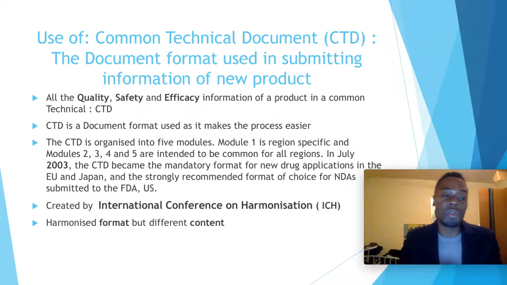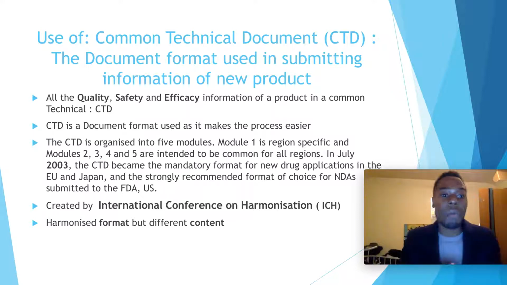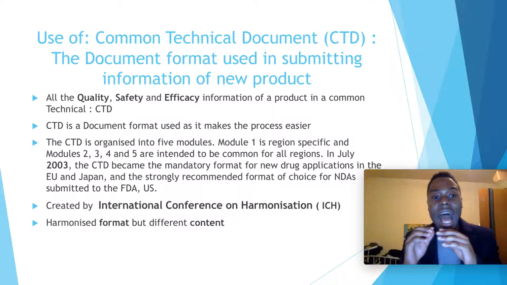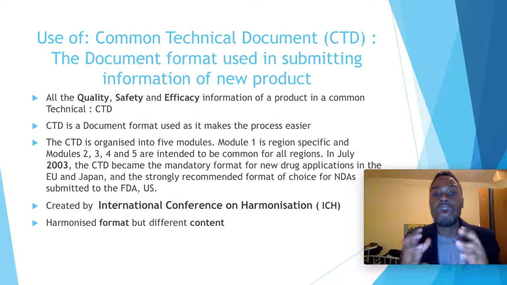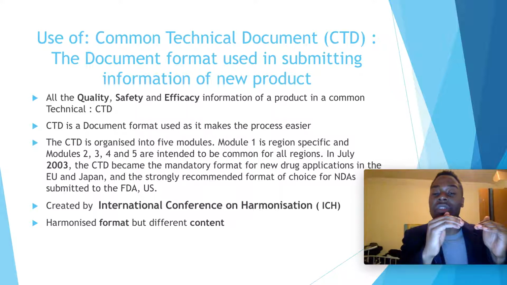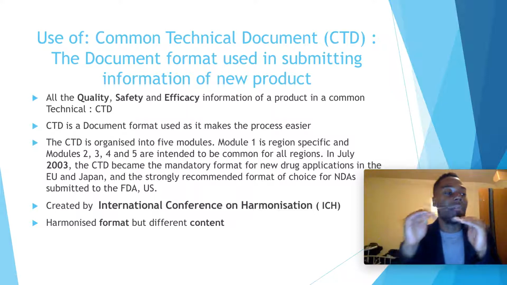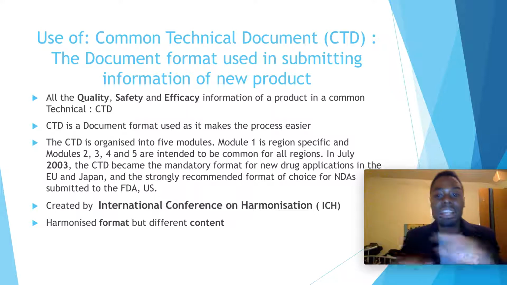Okay, so it has five modules, and I'll show you the pyramid with the five modules later on in this video. The five modules include module one, which is region specific, and modules 2, 3, 4, and 5, which are intended to be common for all regions. Okay, so these are common for all regions. It doesn't matter whether you think about distributing your product in Arizona, in Mexico, in Africa, in the UK, in Japan, it's all the same.